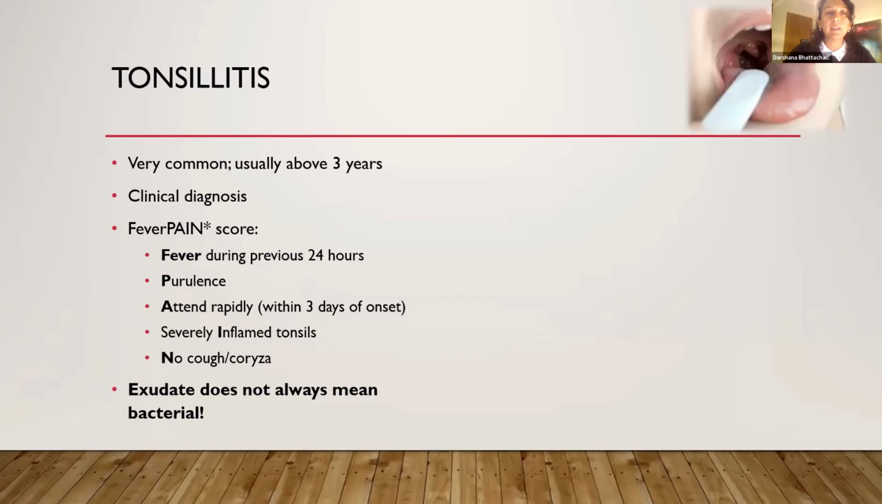Now, bear in mind that pus or exudate on the tonsils does not automatically make it bacterial. You can certainly see exudate in viral tonsillitis. So a little disclaimer there. But essentially, with the fever pain score, each parameter is 1 point. So that will dictate your score essentially.